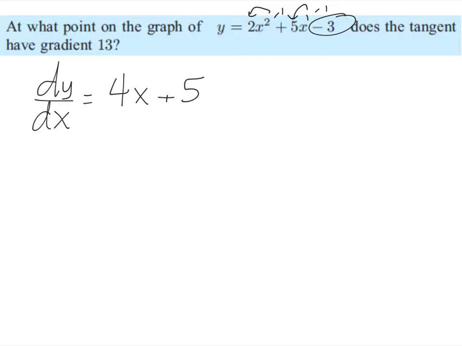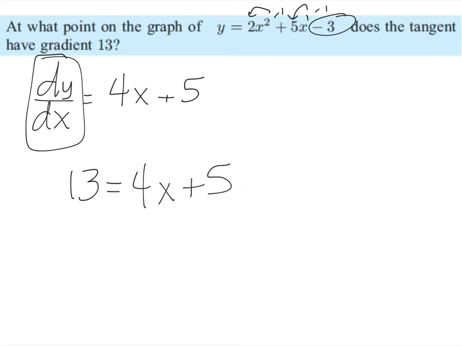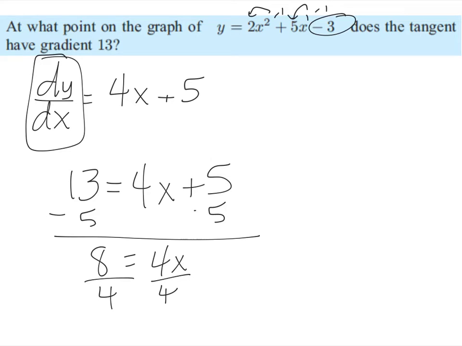So we want to know where the tangent has a slope of 13. So all we do is plug 13 in right here. So we get 13 equals 4x plus 5. We subtract 5 from both sides, and we get 4x equals 8. We divide by 4, and we get x equals 2. So wherever x equals 2 is where this slope is going to be 13.